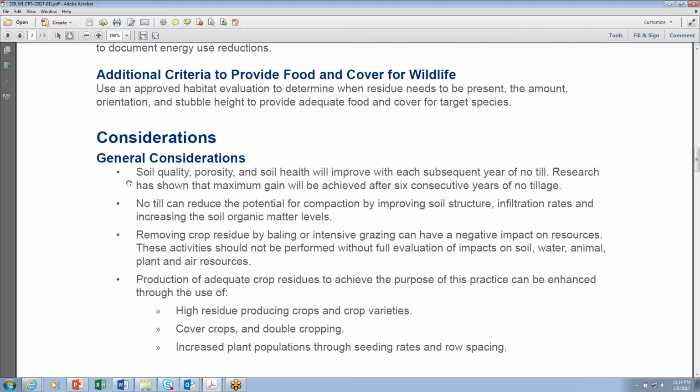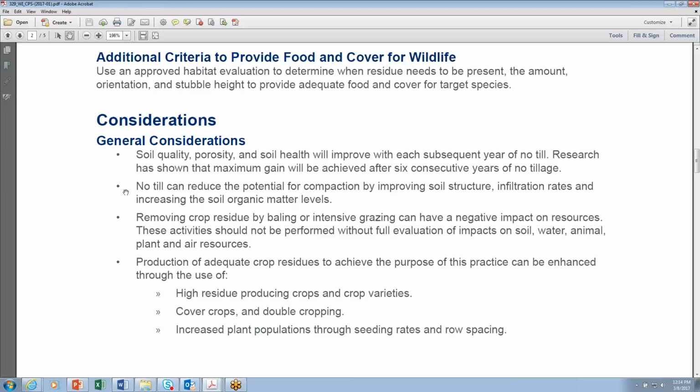So we keep trying to grow folks towards no tillage, but we just need to accept that there is a difference between 6, 7, 8, 10 years of no-till and somebody doing it every other rotation. So no-till can reduce potential for compaction. It says can because everything's about when you're out there and what you're doing. You can mess up no-till just like you can any other crop.